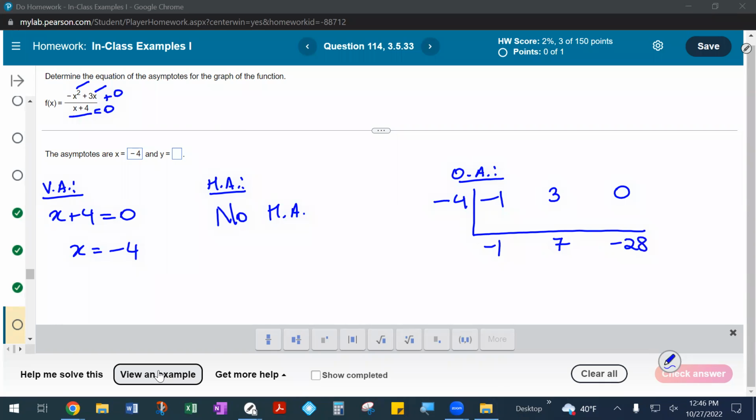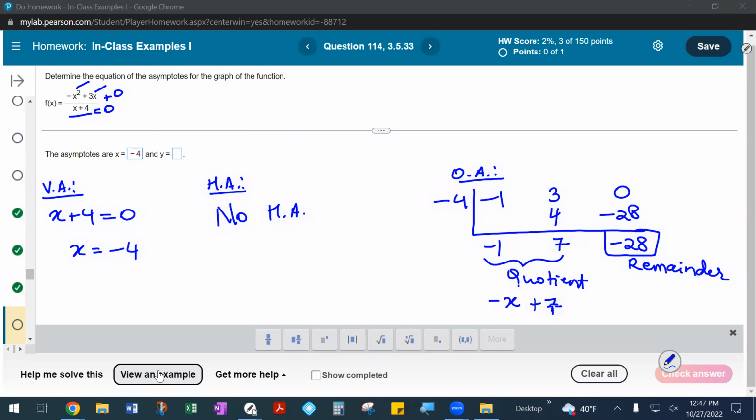Alrighty, let's check that. So you're bringing the -1 down as it is. Negative times negative becomes positive, so +4, add that together, which gives us the 7. 7 times -4 is -28. So perfect, this is our remainder. This will be part of our quotient. Since my original was an x squared, our quotient will be an x, so that will be -x plus 7.